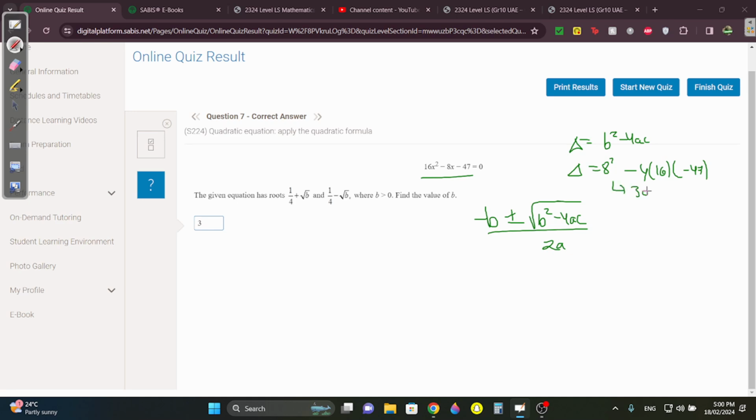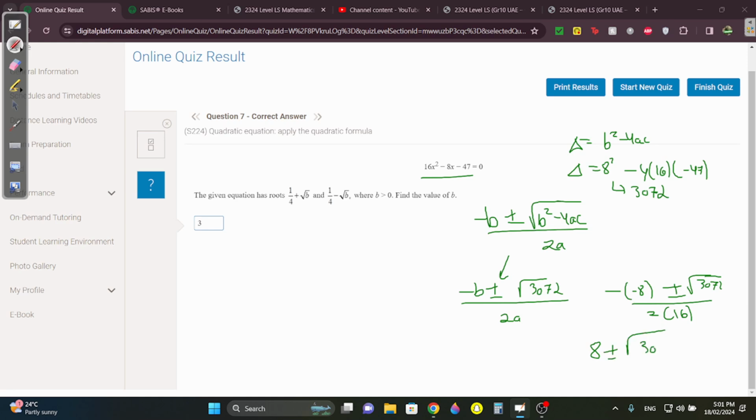3072, yep, 3072. Okay, and yeah, so your discriminant is 3072. So you get minus b plus minus radical 3072 over 2a. Let's continue substituting. Minus b is actually minus 8 plus minus radical 3072 over 2a. So 2 times 16. You'll be left with positive 8 plus minus radical 3072 over 2 times 16, 32.